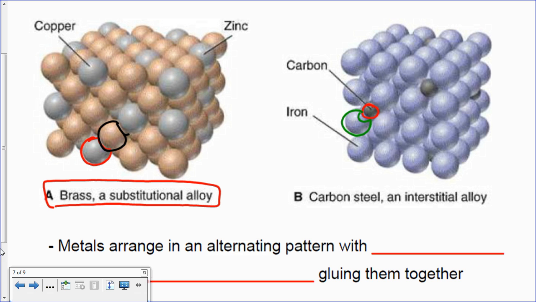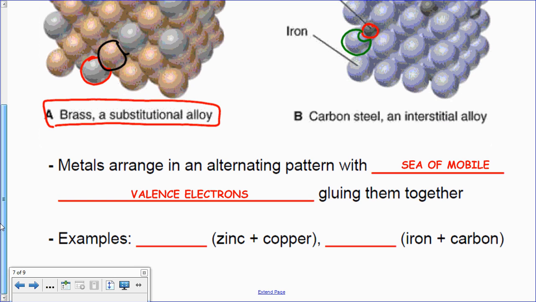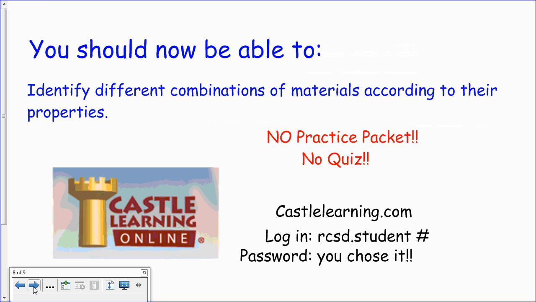Metals arrange in an alternating pattern with a sea of mobile valence electrons gluing them together. That's a connection back to chemical bonding. So metals are a sea of mobile electrons gluing all of them together. So examples of brass, steel, any of the metals that we come into contact with in our lives on a daily basis are most likely alloys, because pure metals tend to be kind of reactive.